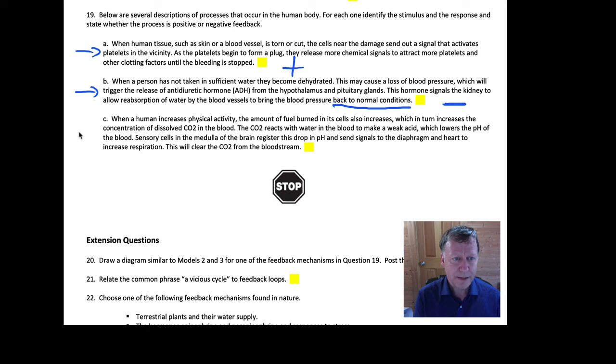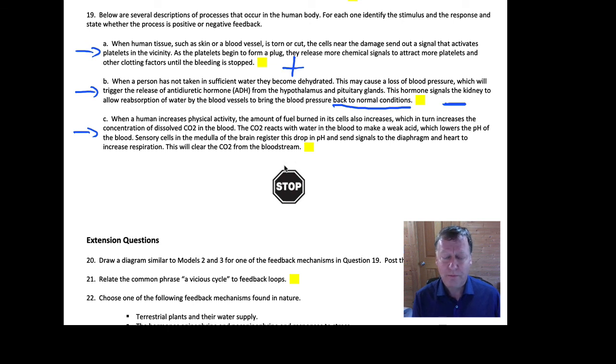The third one, C. When a human increases physical activity, the amount of fuel burned in its cells also increases, which in turn increases the concentration of dissolved CO2 in the blood. What process is burning fuel and producing CO2? Hopefully you said cellular respiration, because that's the answer. The CO2 reacts with the water in the blood to make a weak acid, carbonic acid, which lowers the pH of the blood. Sensory cells in the medulla of the brain register this drop in pH and send signals to the diaphragm and heart to increase respiration. That in turn will get rid of the CO2, clearing the bloodstream.